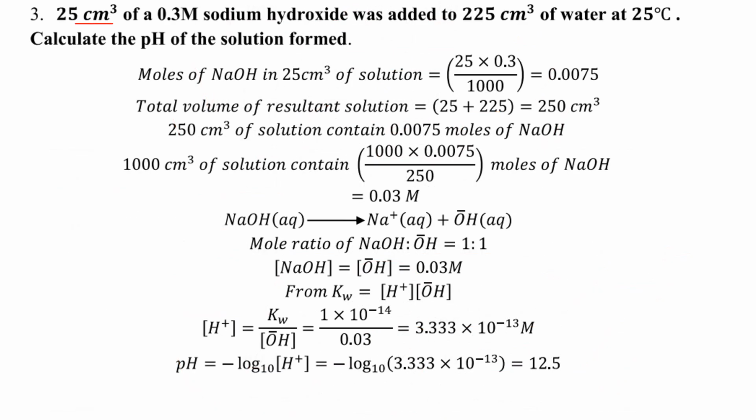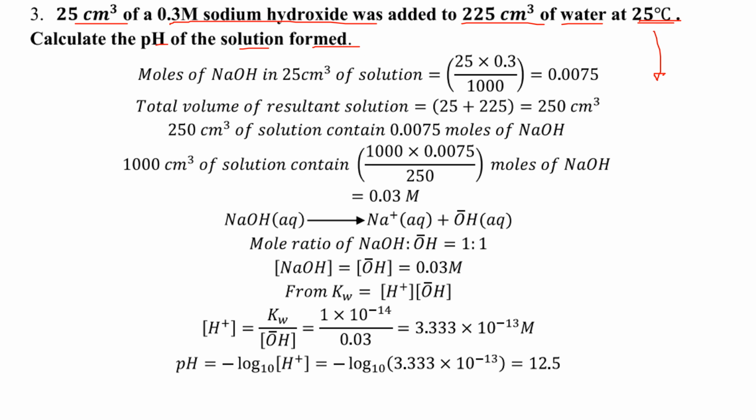Number 3: 25 centimeters cubed of 0.3 molar sodium hydroxide was added to 225 centimeters cubed of water, and this was done at room temperature. That means that the ionic product of water is 1.0 exponential negative 14. Always note that whenever you're given this temperature. So calculate the pH of the solution that is being formed.